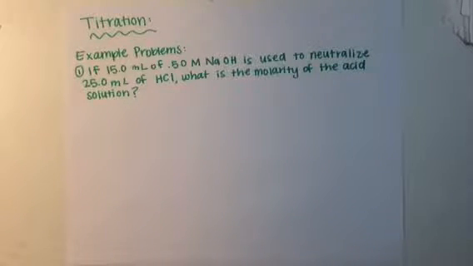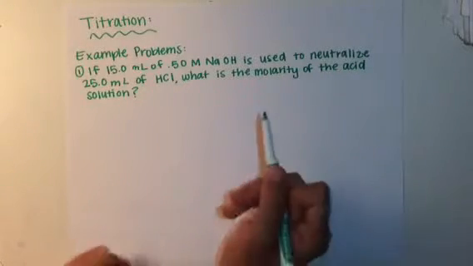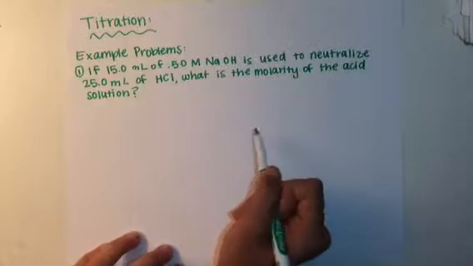Okay, so today we're going to be talking about titration. What titration is, basically, is neutralizing the acids and bases within an equation. So the first thing you do if you have a titration problem is write out the equation and then balance it.